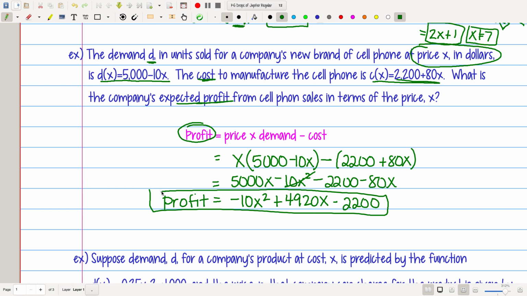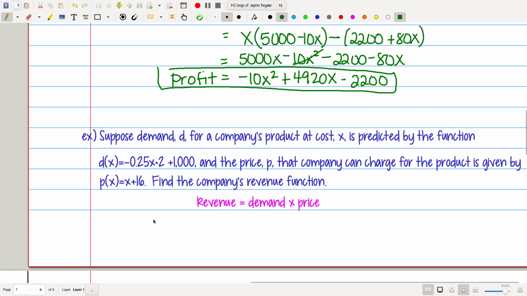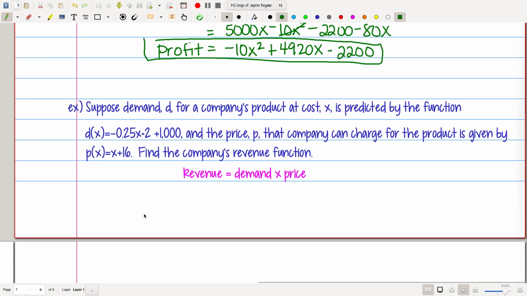All right, last word problem, and we're almost done. It says, suppose demand D for the company's product at cost X is predicted by the function d of x equals negative 0.25 x squared plus 1,000, and the price P that the company can charge for a product is given by P of x equals x plus 16. Find the company's revenue.